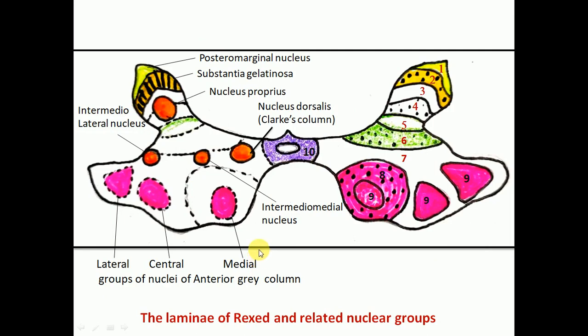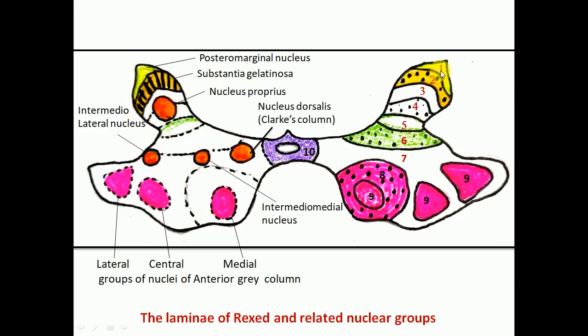Next to this, for experimental purposes, a number of nuclear groups can be formed, and they can be arranged by Roman numerals, and that is given by the laminae of Rexed. So, it is divided into 10 different zones, or we can say 10 laminae. These laminae are according to the presence of these nuclear groups.